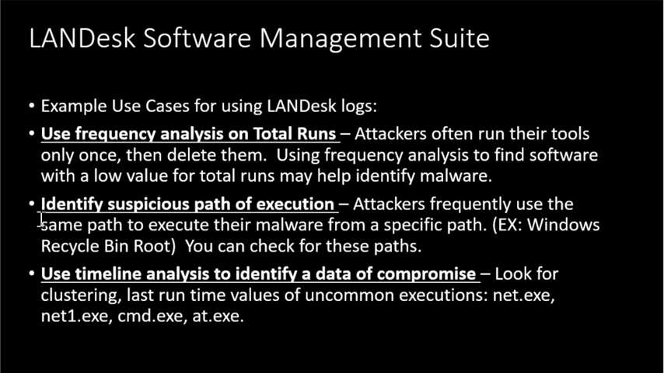Another thing you can use is identify suspicious path of executions. A lot of times attackers will use a certain path to attack. For example, they might use the recycle bin route, where they'll attack from that recycle bin and do things on your main part of your system. And so if you see some kind of path of execution coming from a weird location, that's probably an attacker on your system. And then you can use timeline analysis to identify data compromise.